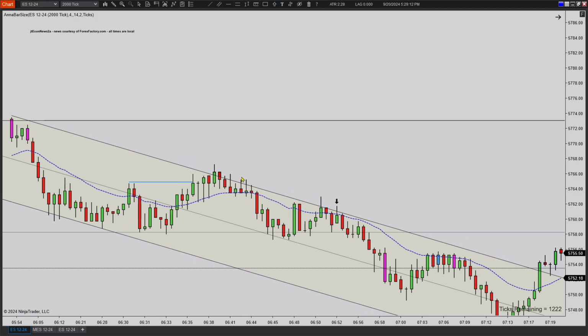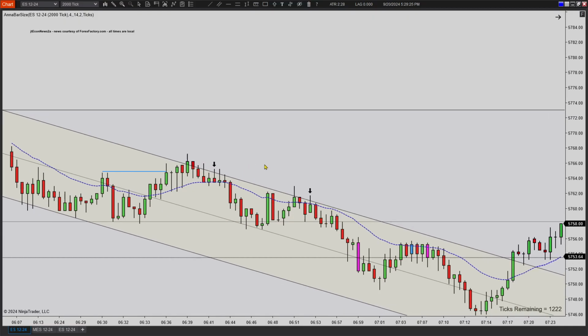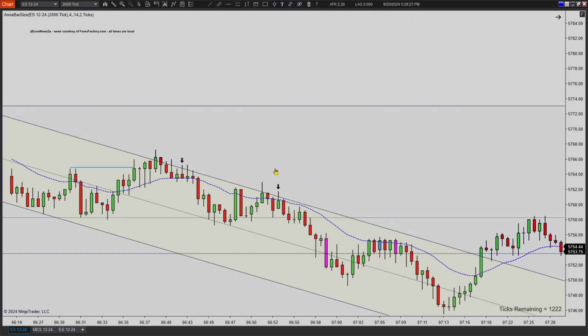There is a nice first entry, second entry long failure right here. We've seen a lot of these this week, which is pretty interesting. So first entry pulls back, second entry long failure, go with that to the downside here. Pretty good textbook trade right there.